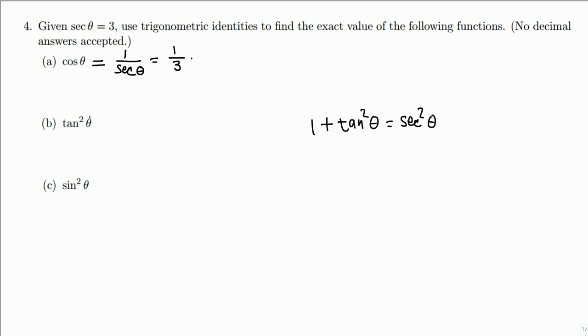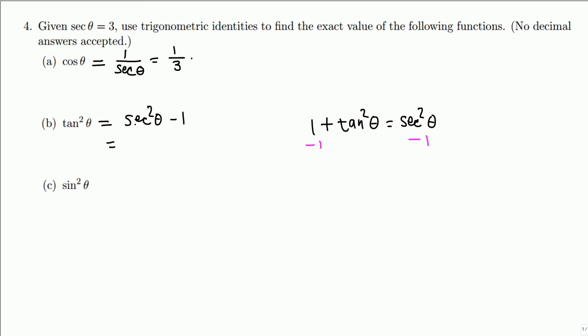Now we are trying to find the value of tangent squared. Then from this formula we can modify this, subtract 1 from both sides, then we get tangent squared theta is equal to secant squared theta minus 1. So let's come back here. So tangent squared is just secant squared minus 1.